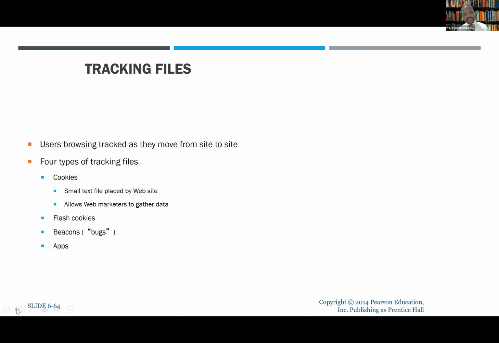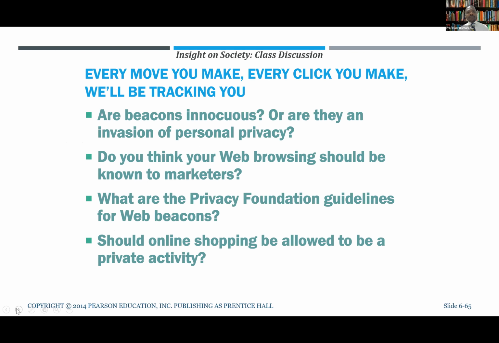Tracking files. We're looking at users' browsing tracks as they move from site to site, so putting certain cookies in place. The four types of tracking files we always talked about are cookies, small text files placed by the website or by a third party that gathers data, flash cookies, beacons, and apps that we've gone through already. Every move you make, every click you make, they'll be tracking you.